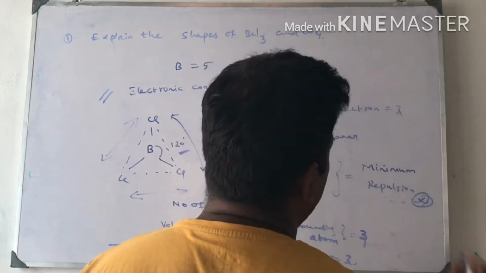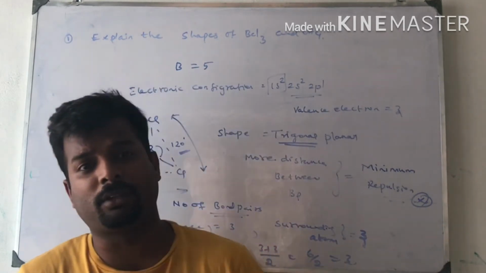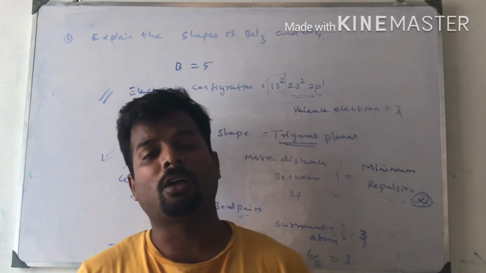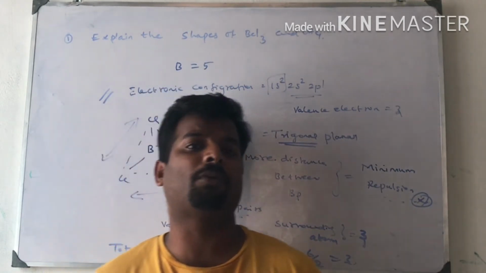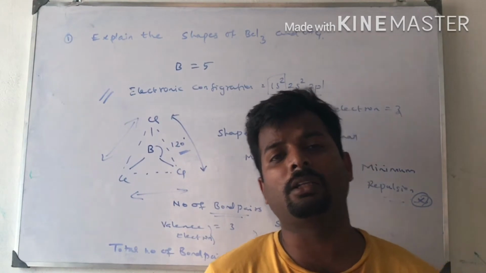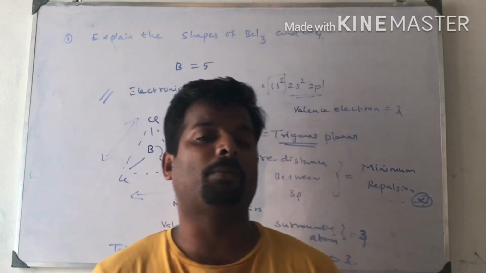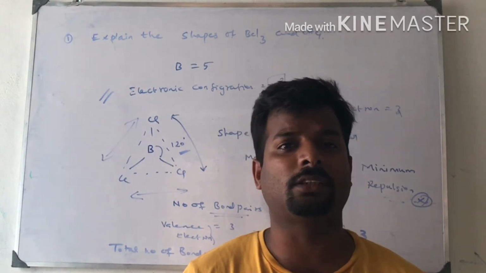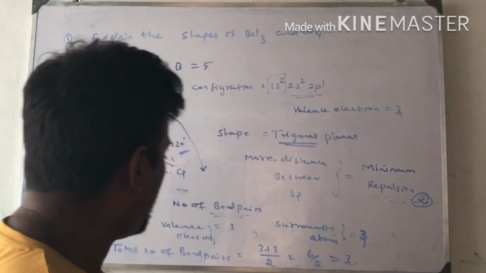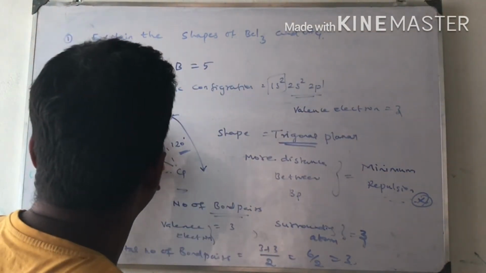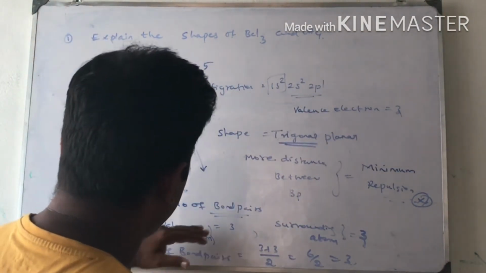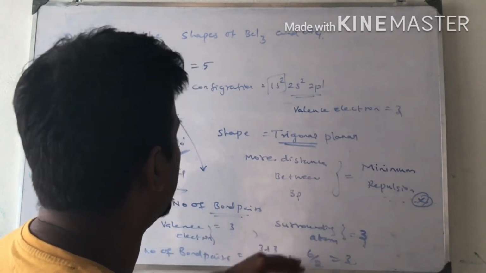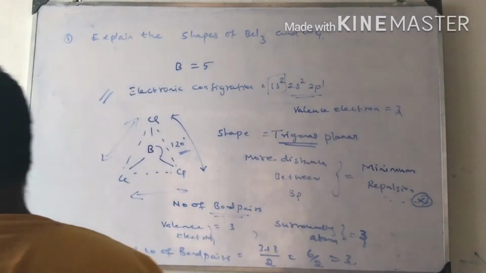Why is the shape like this? Because to minimize the repulsion between the neighboring bond pairs, we arrange them in the corners of the equilateral triangle. Therefore the repulsion is minimum, and hence the structure is stable. If the repulsion is maximum, the structure will not be stable. Number of bond pairs is 3: 1, 2, 3. That was derived by a simple method: number of valence electrons plus number of surrounding atoms, divided by 2, gives the number of bond pairs.